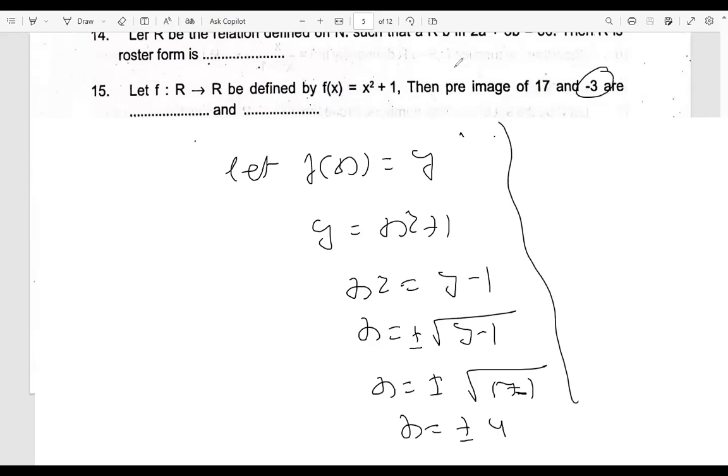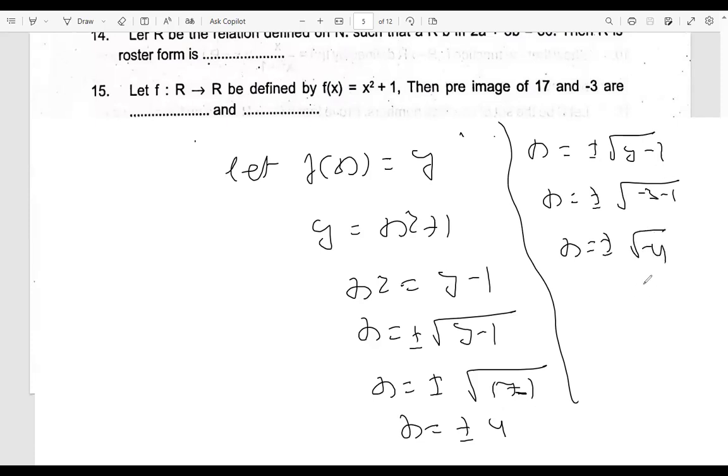Now we also have to get it for minus 3, replacing the same. You can straight away write x is equal to plus minus under root y minus 1. Now replacing y with minus 3, it is minus 3 minus 1. So x is equal to plus minus under root minus 4. As you know, this is not a real number. So we'll discard this and we'll say that the pre-image of 17 is plus minus 4 and the pre-image of minus 3 does not exist.